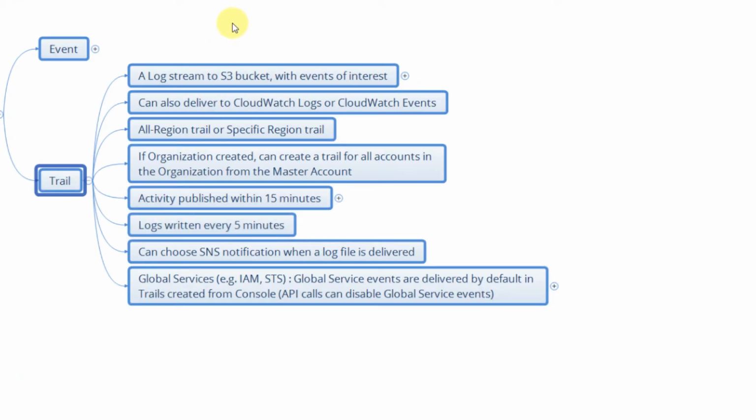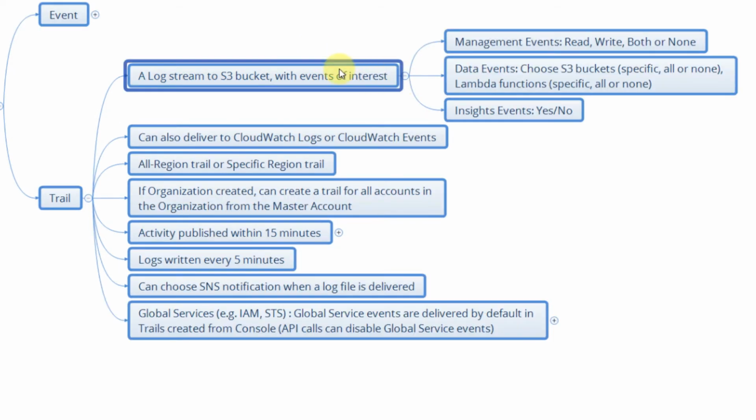A trail is a log stream to an S3 bucket with chosen events of interest. Now, what can be chosen for a trail? You can choose management events, read events, write events, both or none. You can choose data events. You can choose specific buckets in S3, all buckets in S3 or none. And you can choose Lambda functions to record specific, all or none. And you can also choose insights events, whether you want them included in the trail.